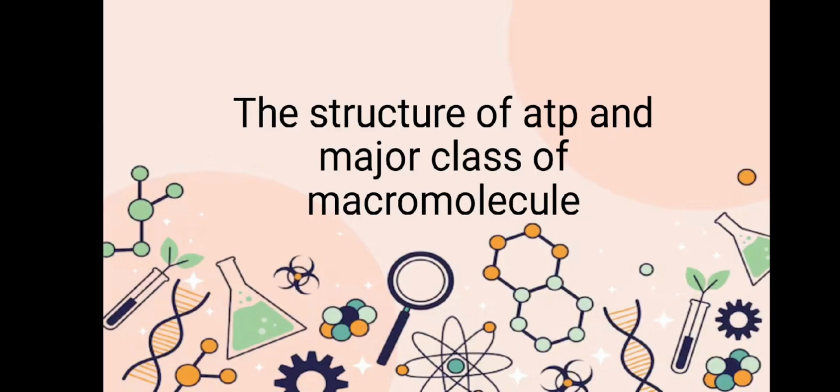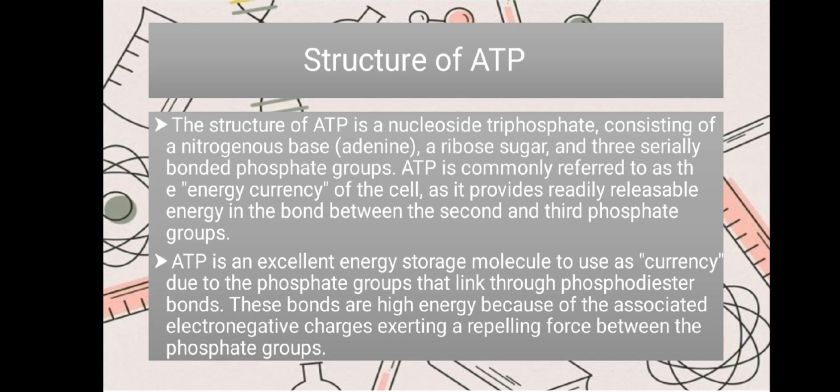The structure of ATP and major class of macromolecule. ATP is a nucleoside triphosphate consisting of a nitrogenous base adenine, a ribose sugar, and three serially bonded phosphate groups. ATP is commonly referred to as the energy currency of the cell, as it provides readily releasable energy in the bond between the second and third phosphate groups.